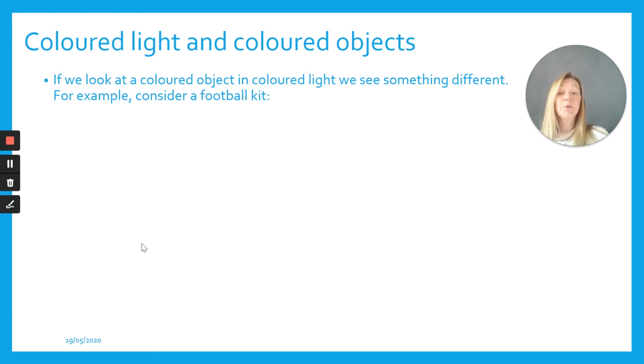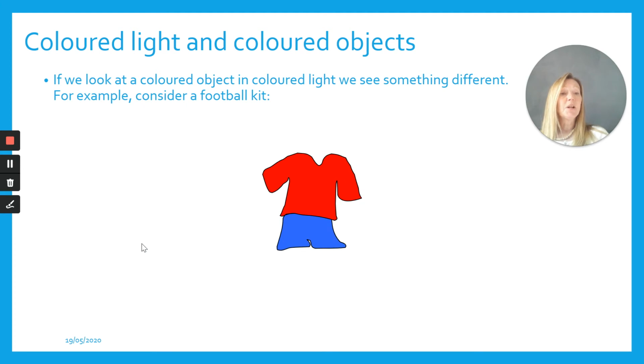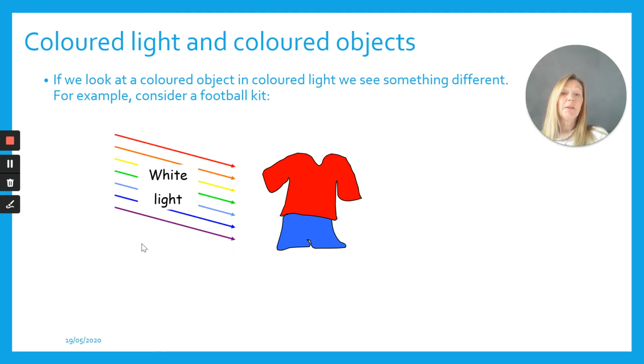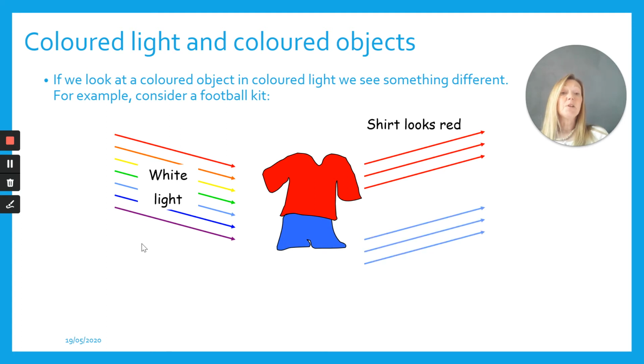So if we take a typical football kit, so we've got a red top and blue shorts, and we're going to shine white light through it. So when the white light is shone through, as you would expect, the red t-shirt will reflect red light and the rest will be absorbed. And of course it looks red. The blue shorts, on the other hand, would reflect the blue light and all the other colours would be absorbed, meaning the shorts look blue.